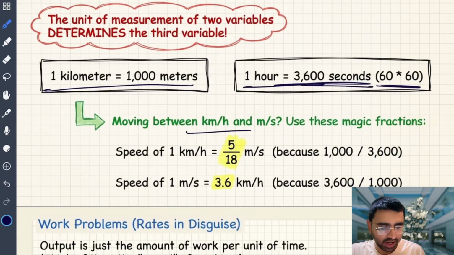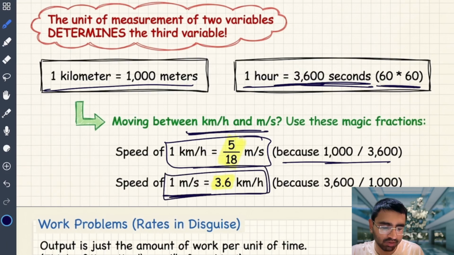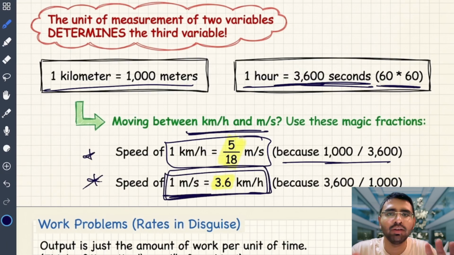Now moving between kilometer per hour and meter per second. We have to use these magic fractions. 1 kilometer per hour gives us 5 by 18 meter per second, because 1000 divided by 3600. And if you have to convert meter per second into kilometer per hour, 1 meter per second gives 3.6 kilometer per hour. So please remember these two conversions. It will be very helpful in solving the speed questions.